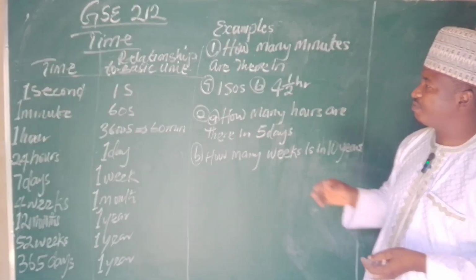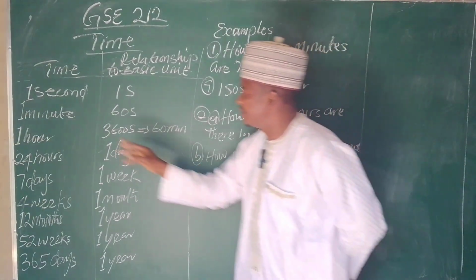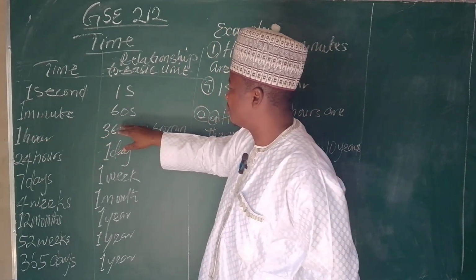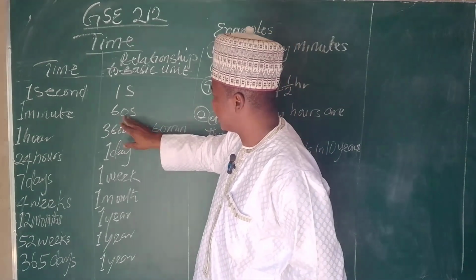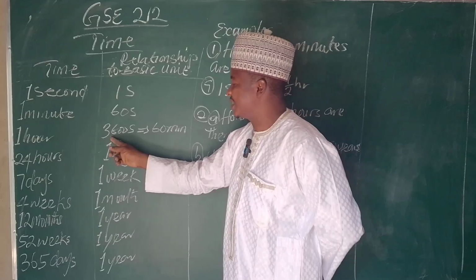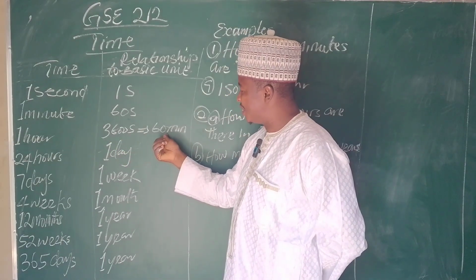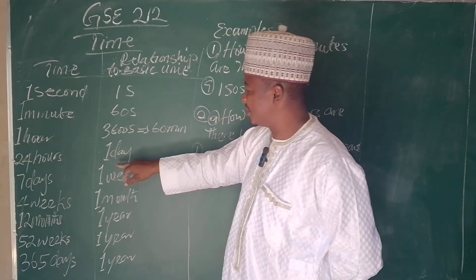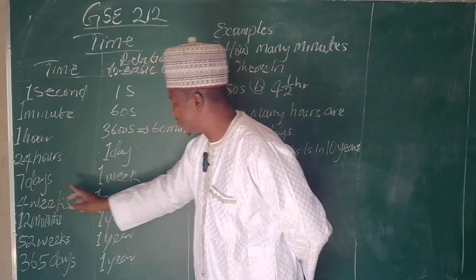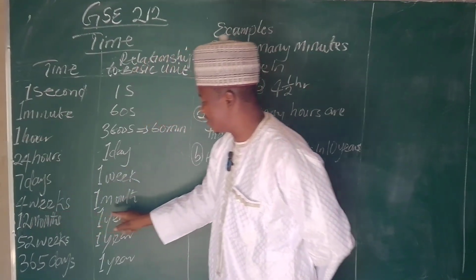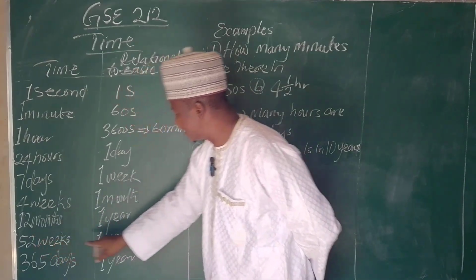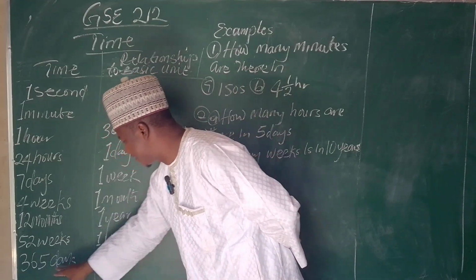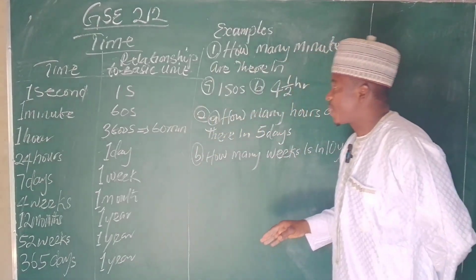On that time we have a table of description that says 1 second is equivalent to 1 second, 1 minute is equivalent to 60 seconds. 1 hour is equivalent to 3,600 seconds, which is equivalent to 60 minutes. Then 24 hours is equivalent to 1 day. 7 days is equivalent to 1 week. 4 weeks is equivalent to 1 month. 12 months, 1 year. 52 weeks, 1 year also. 365 days, 1 year also.